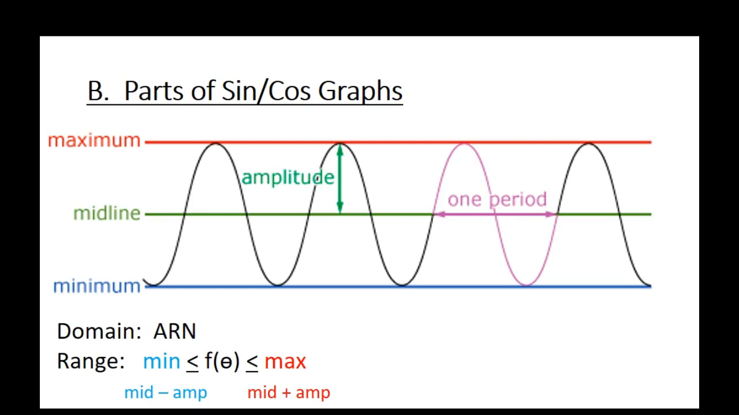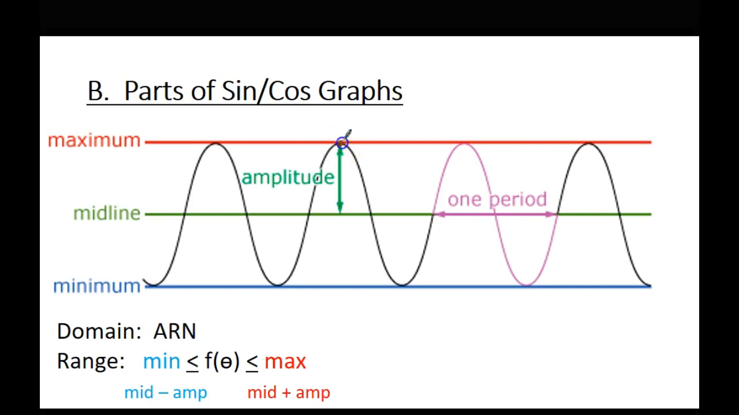Okay. The height from the top of your curve to the midline is known as the amplitude. It's the same thing from the bottom of your curve to the midline. They're equal. And then we talked about what a period is. It's one full cycle. And as soon as you see that shape repeated, then that's another period. So the domain is all real numbers, and it bounces back and forth between the minimum and the maximum.